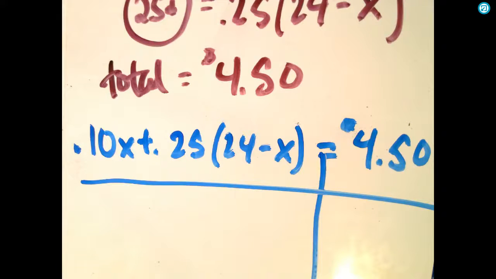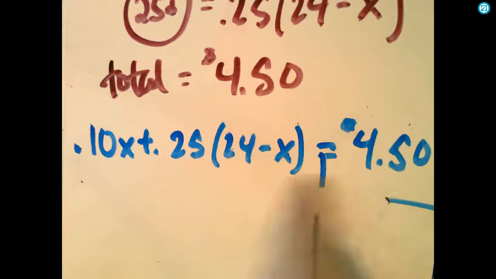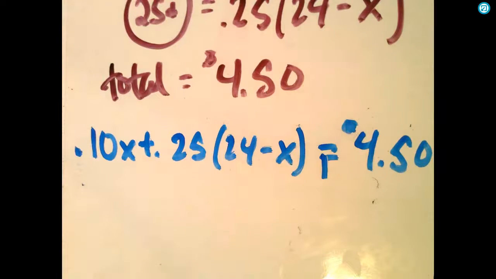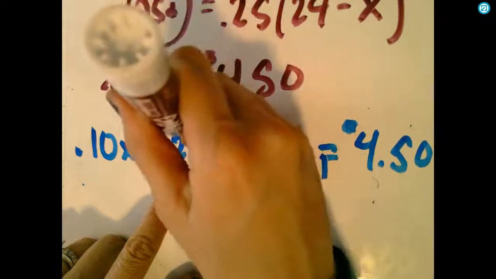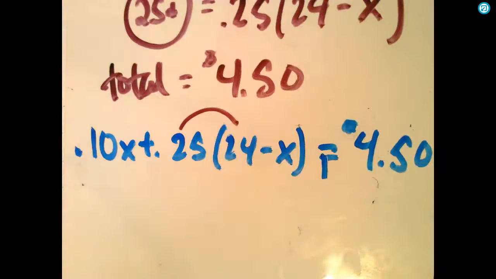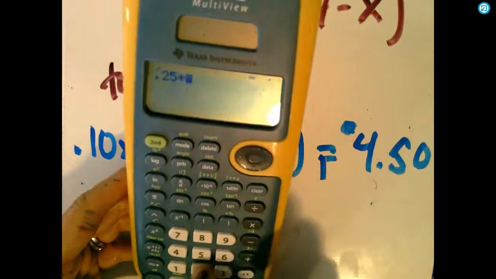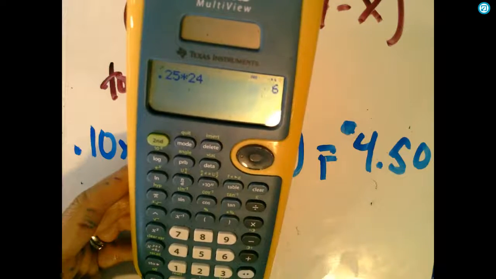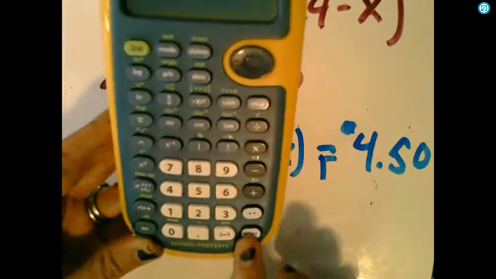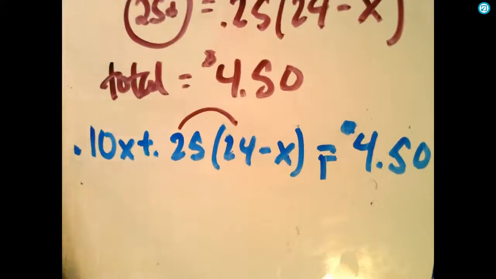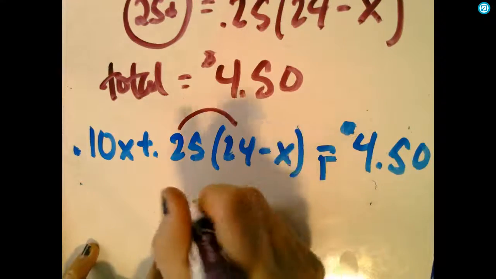Okay, so first, before I start solving, I need to simplify. I see a parentheses, and so we're going to have to do some multiplication. We've got 0.25. We're going to have to multiply that times 24. So on my calculator, I'm just going to do 0.25 times 24. On this calculator, there's no equals. Equals is enter. So we get 6. So 0.25 times 24, that's just 6.